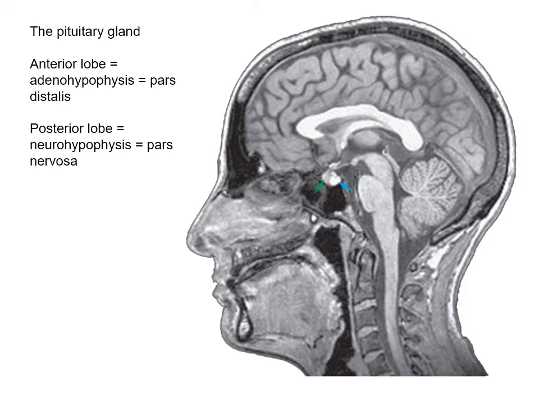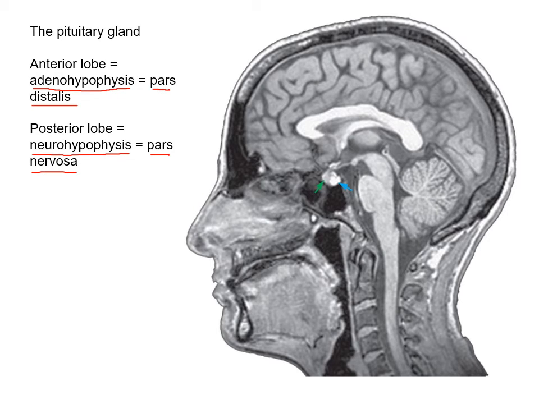There's the anterior lobe of the pituitary gland, which has other names. I just wrote them on here so that you're aware of it. The anterior lobe is also called the adenohypophysis or pars distalis. All of these names are used interchangeably. I mainly use anterior lobe because it's easiest. Whereas the posterior lobe is sometimes called the neurohypophysis or pars nervosa.